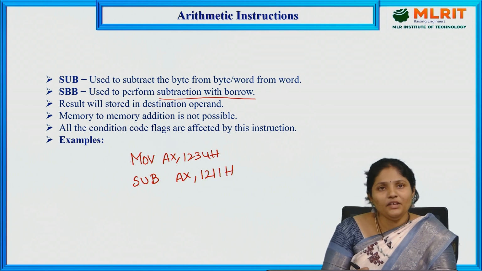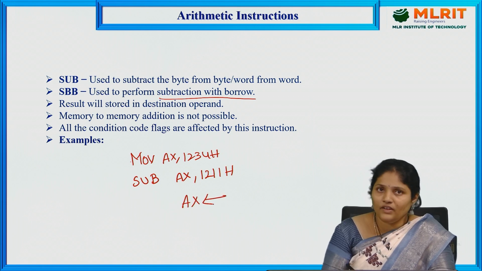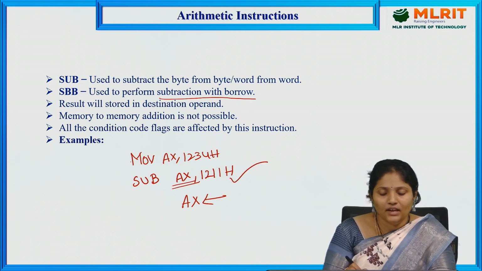So what will be the output after this instruction? Basically, the output will always be stored in the destination operand. In this particular instruction, the destination operand is the register AX. So the AX register will hold the output after executing this instruction.